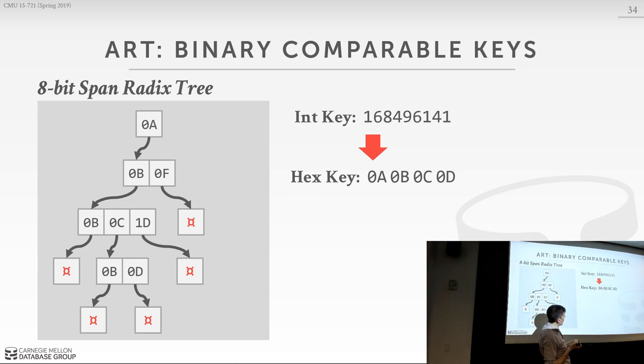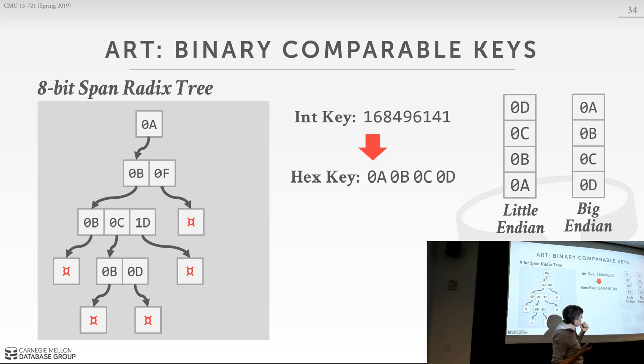All right, so 0A, 0B, 0C, 0D. So if I store this in little endian, which is what Intel does, then if I start from the top to the bottom, I'm going in the wrong direction. And I won't be able to know whether the value that I'm looking for is less than or greater than this particular key until I get to the very bottom.